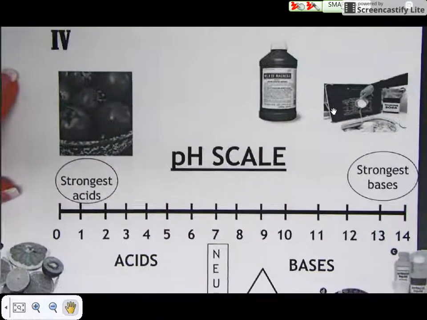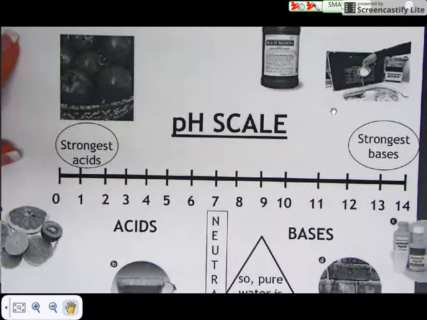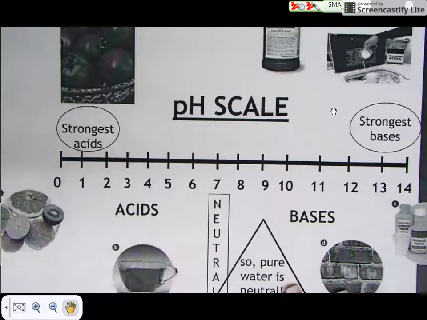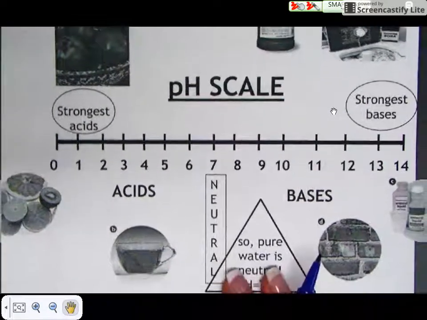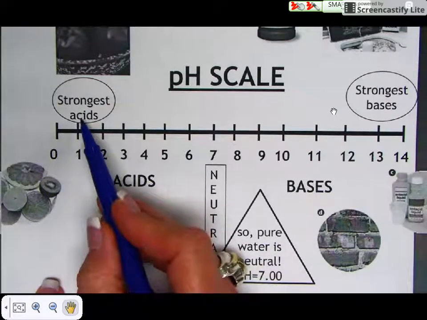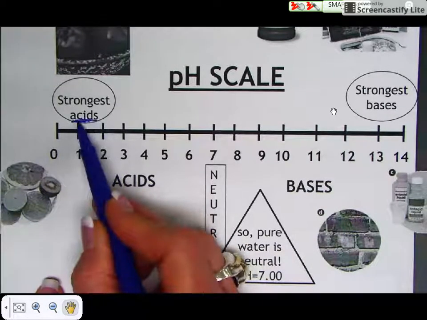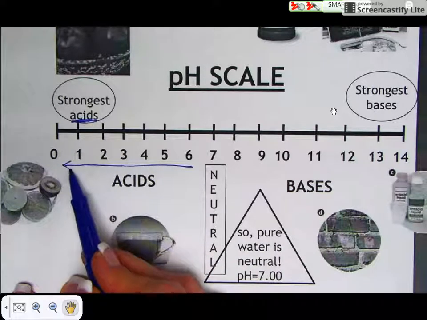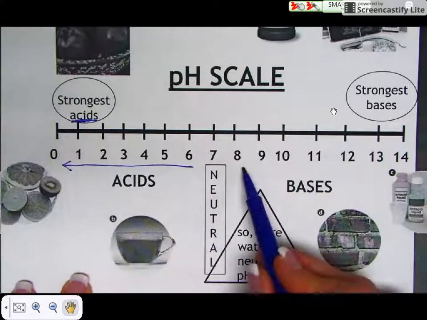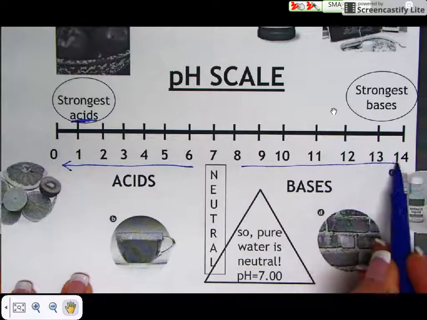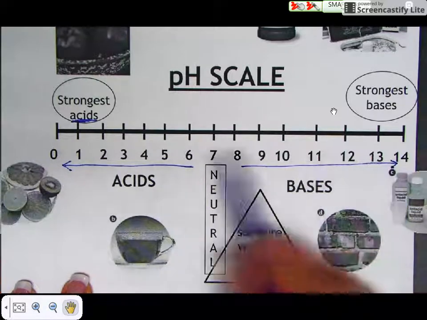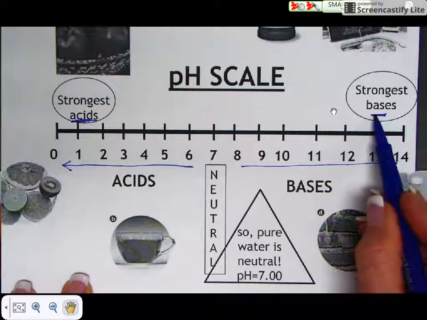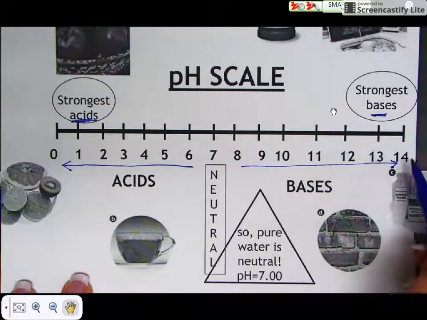So next, let's look at the pH scale. Most of you are familiar with the pH scale. It runs from 0 to 14. Our strongest acids are going to have low pHs, so the strength of your acid increases this way as you go lower, and the strength of your bases increases as you go towards this extreme. They're exactly opposites. Our strongest bases are going to have pHs closer to 14.